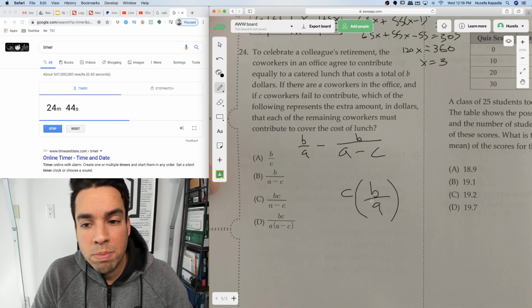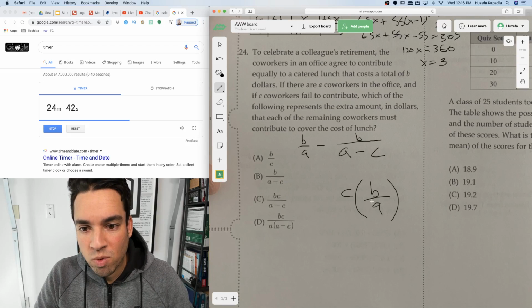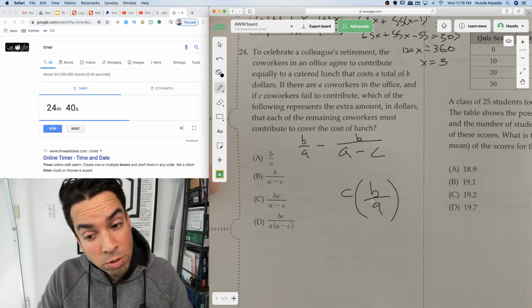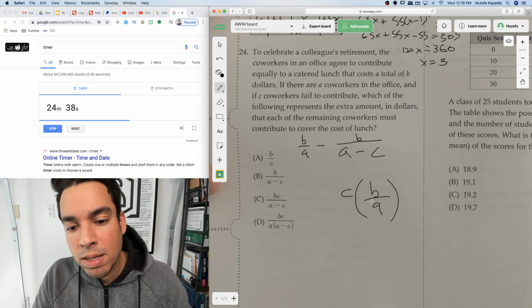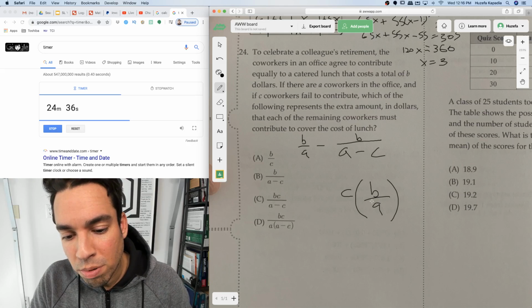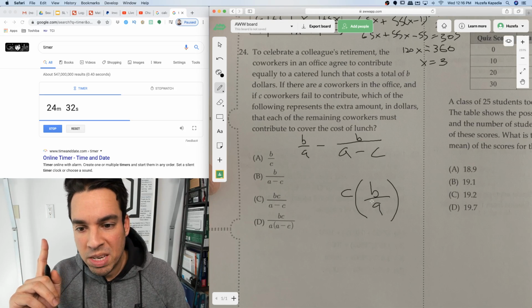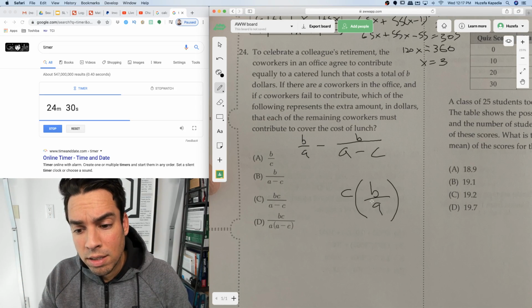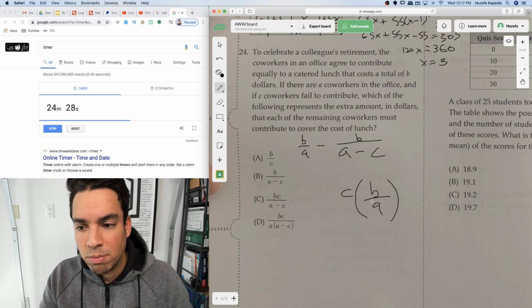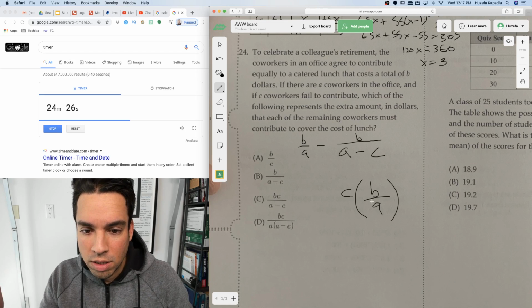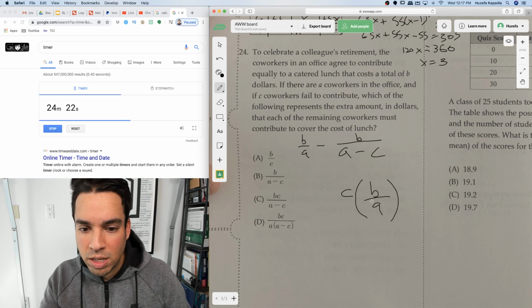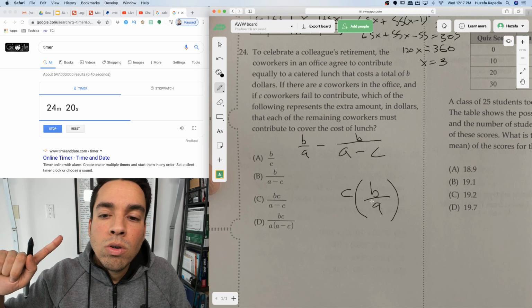So like they should all be contributing B over A, right? Because it costs B dollars and there's A coworkers, so they should be splitting it evenly. So that means I think there's a problem with this question, unless I'm missing something. Which of the following represents the extra amount in dollars that each of the remaining coworkers, oh, I get it.